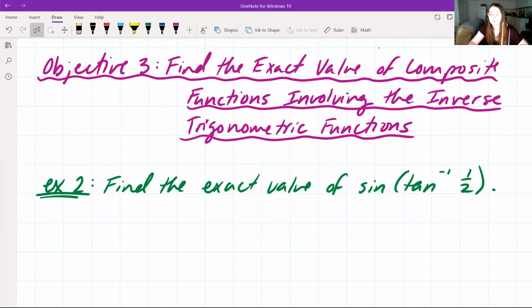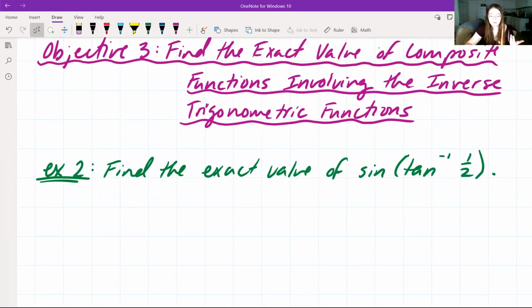So for objective 3, we want to find the exact value of composite functions involving the inverse trigonometric functions. This means that now we're going to use inverse trigonometric functions along with other trigonometric functions, not inverse, but different ones. So for our example, we want to find the exact value of sine of tangent inverse of 1/2.